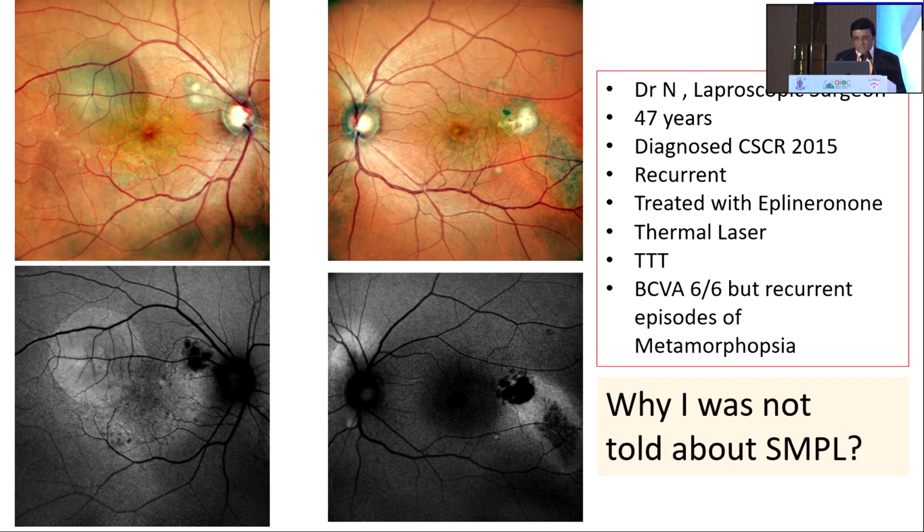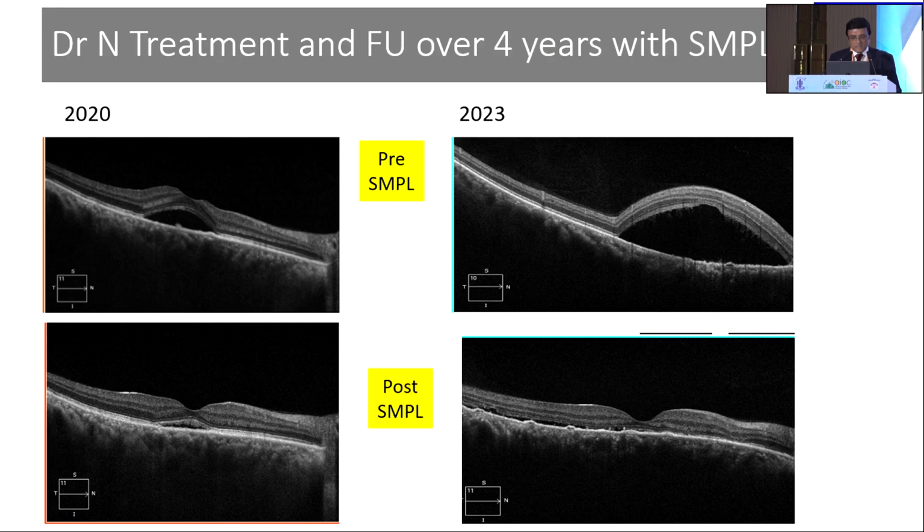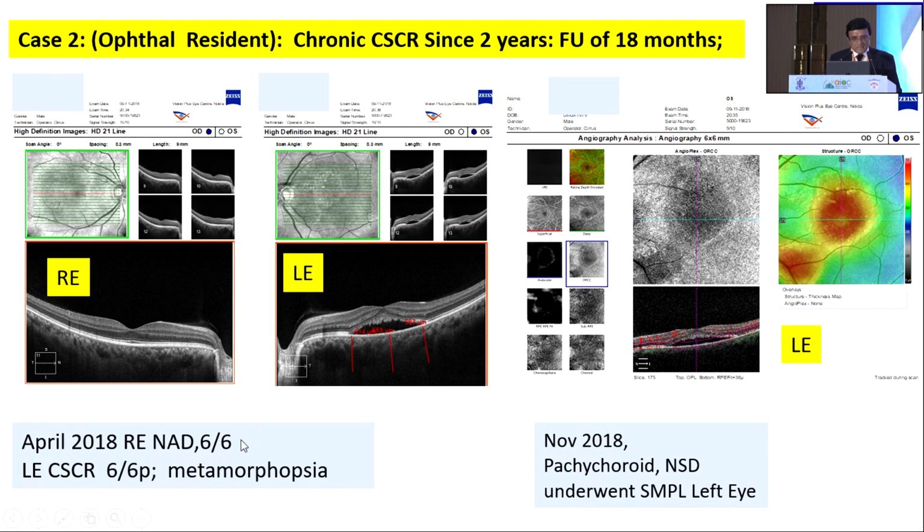This was a patient who was a laparoscopic surgeon, a 47-year-old male, who was diagnosed with CSCR in 2015. He had been treated with all modalities of treatment, including thermal laser. You can see the spot of a thermal laser here. He came to me and I suggested that we do micropulse laser. After treatment, he asked me why I was not told about subthreshold micropulse laser earlier. So this is his picture. I have followed him up now for 4 years. There have been 3 episodes of micropulse laser treatment in this patient. So this is pre-micropulse and this is post-micropulse, and he did well.